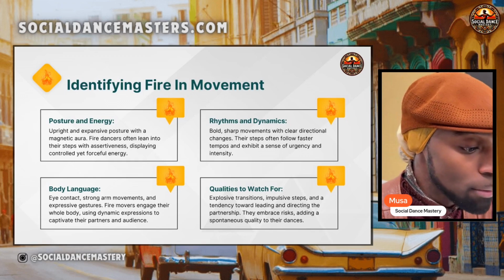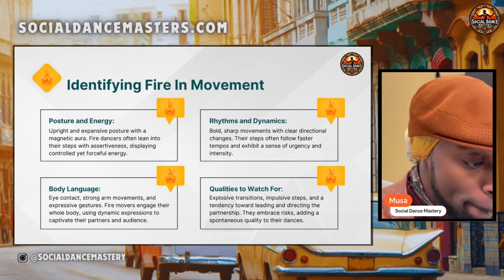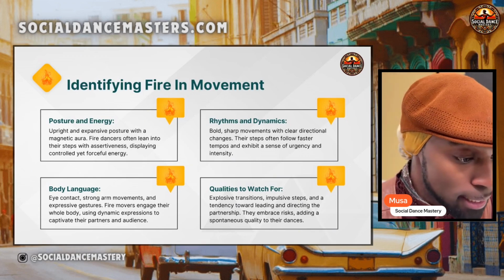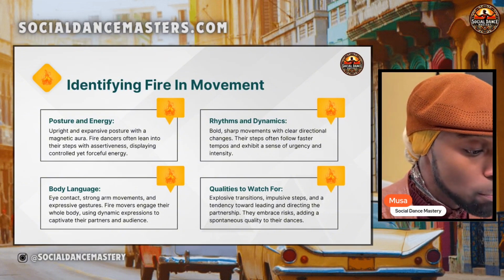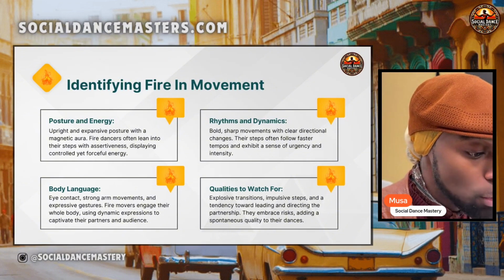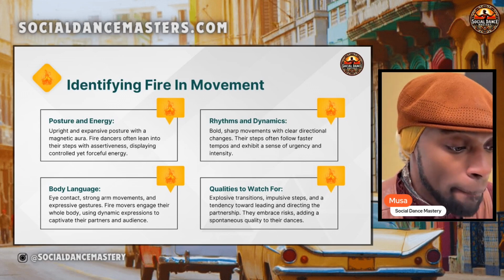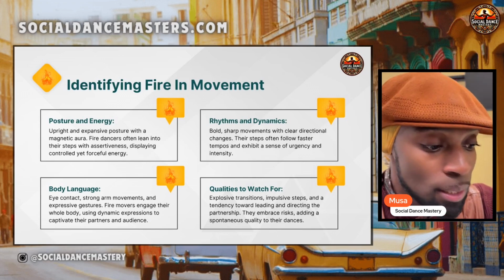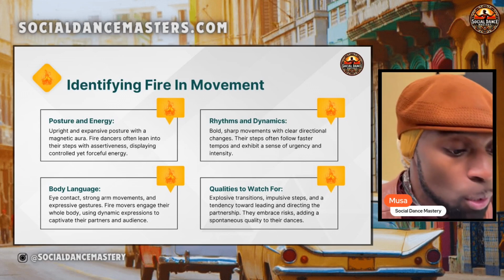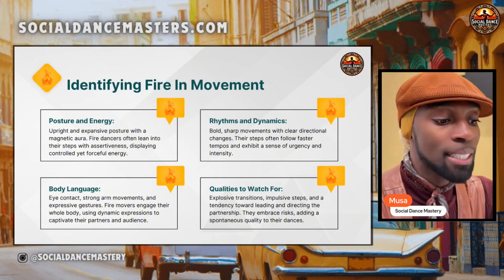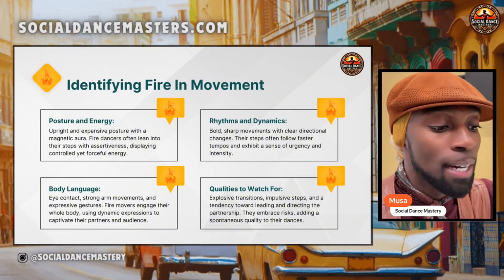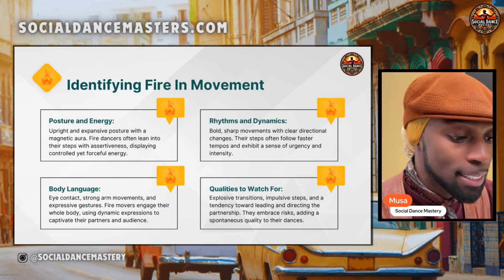Some of the body language would be eye contact, expressive gestures, engaging. Fire dancers move and engage the whole body using dynamic expressions. And the last one is qualities to watch for. You can watch for explosive transitions, impulsive steps. These are all things that you can identify from a fire dancer, right?